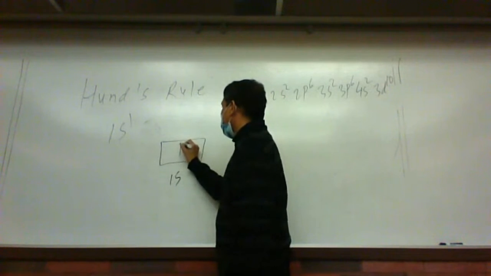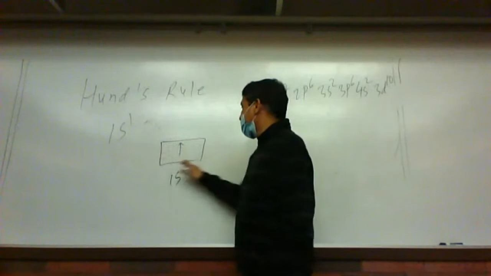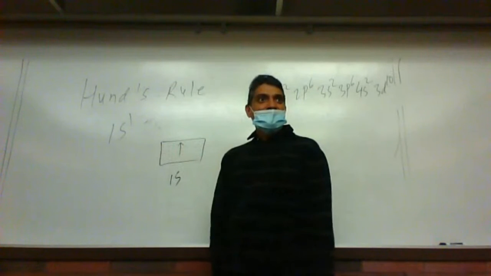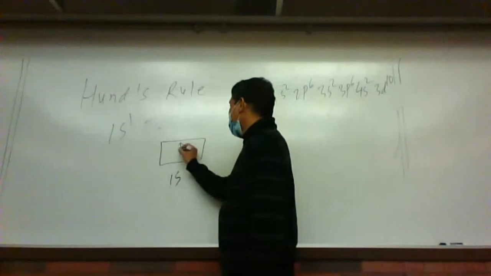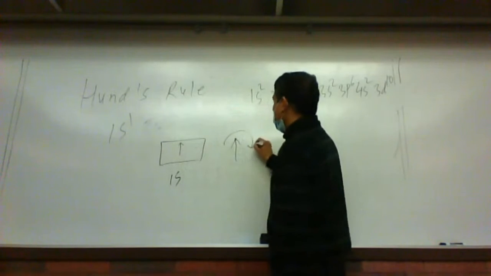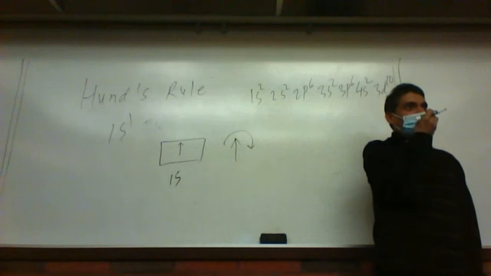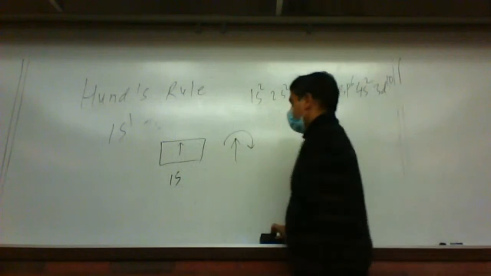I should write it like this, this way. Make sense? So this is the electron sitting in the 1s orbital. This electron has a spin. It is spinning in the clockwise direction, like that. Good? Good. So it looks like this.